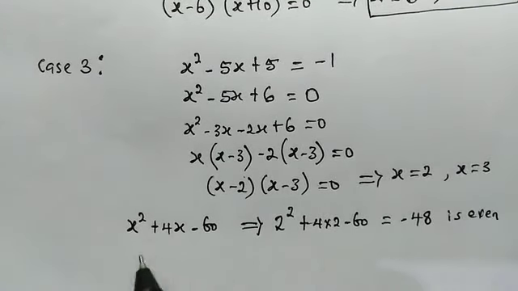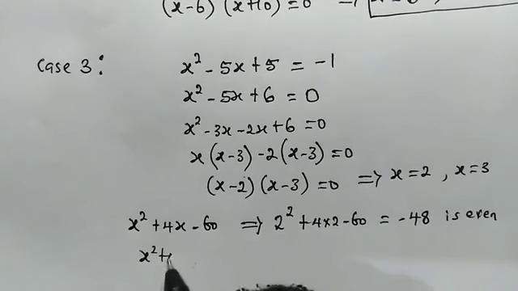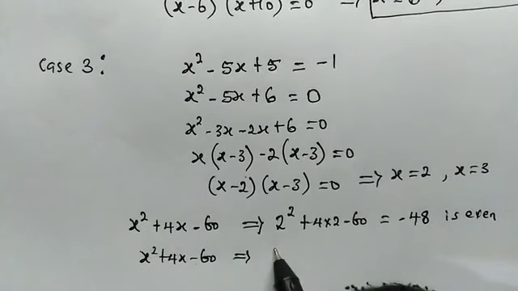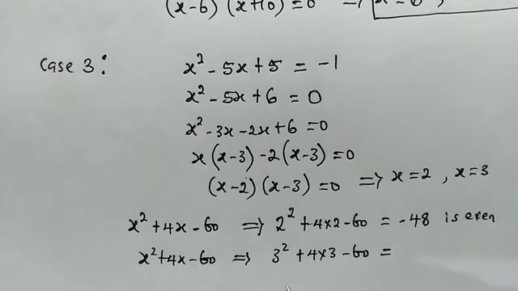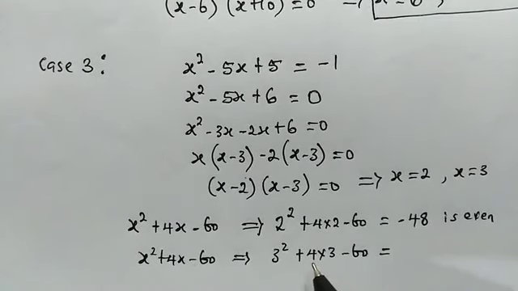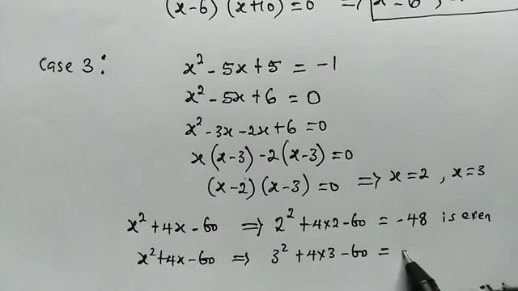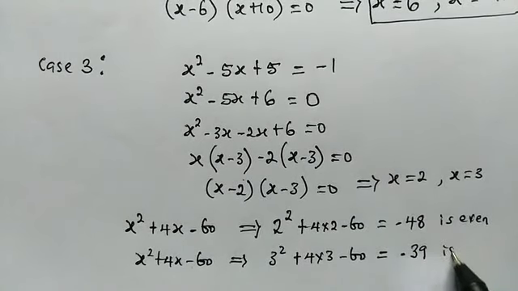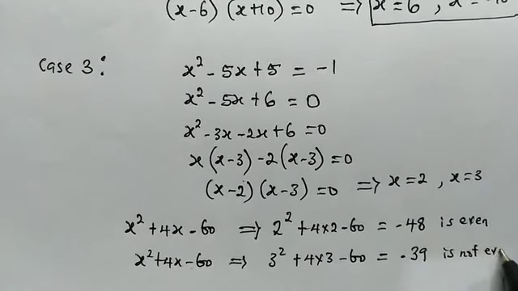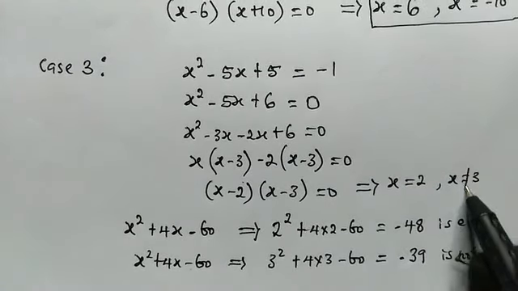Okay, so let's plug in 3. If you plug in 3 into x squared plus 4x minus 60, we get 3 squared plus 4 times 3 minus 60. Now 3 squared is 9, 4 times 3 is 12, right? So 12 plus 9 will give us 21, and 21 minus 60 will give us negative 39. And obviously this is not even, right? Therefore, we can say that x is not equal to 3.